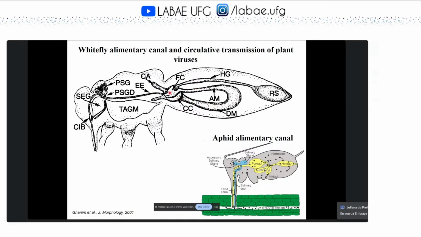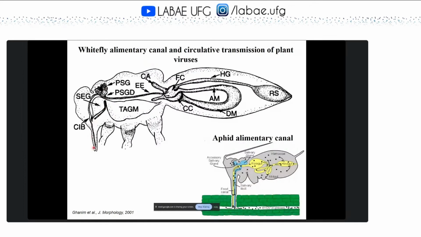The idea was to draw the internal anatomy of the whitefly and then study how those viruses are transmitted by the insect, where those viruses reach and how they cross the digestive system, for example. We are talking about TYLCV, the tomato yellow leaf curl virus, which is a circulative virus. A circulative virus means that it is acquired, reaches the digestive system, crosses the digestive system to the hemolymph, goes back to the salivary glands, and from there is secreted outside.